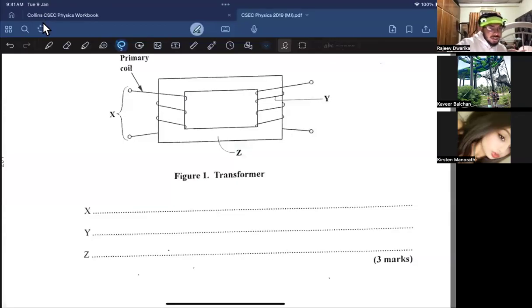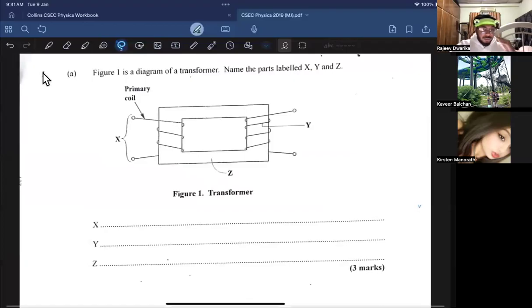Okay, guys, so we're starting off with transformers. All right, this is from May/June 2019. Figure one is a diagram of a transformer. Name the parts labeled X, Y, and Z. So, Justin, X, you see that they have an arrow and it says primary coil. So that makes this the what?